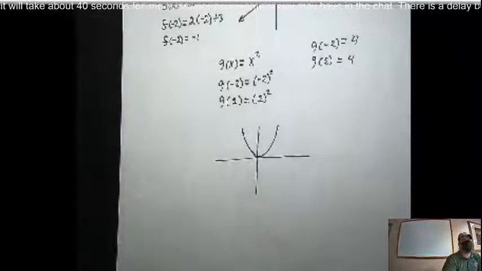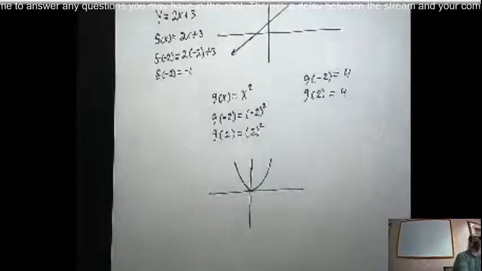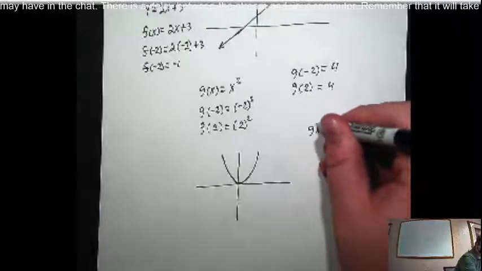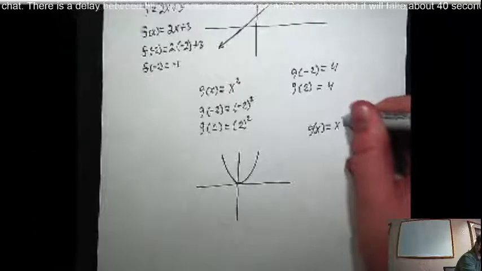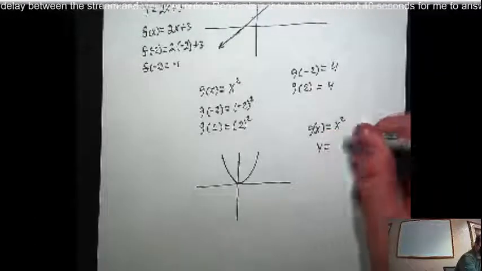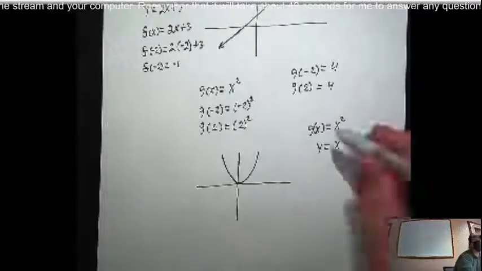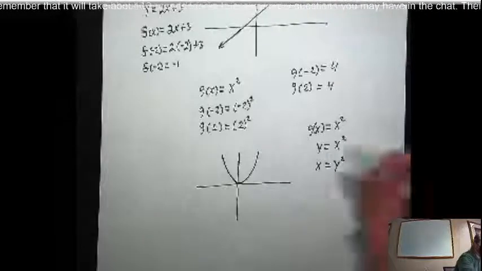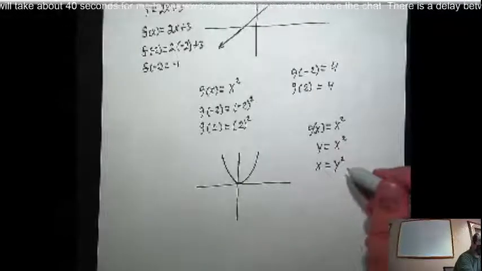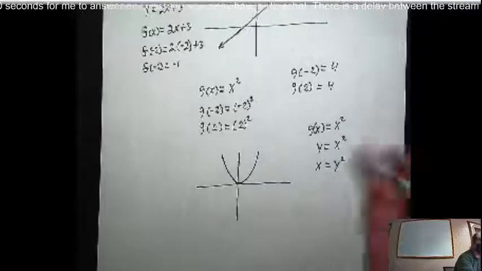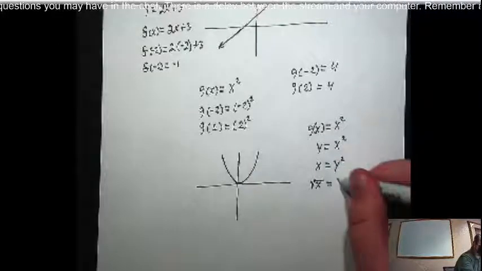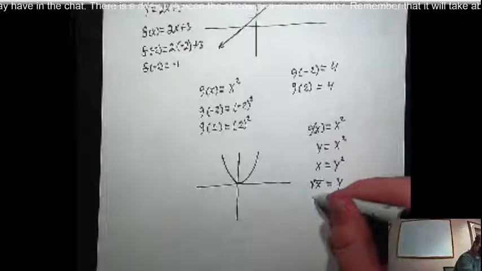Now, what would happen if I took the inverse of this? Okay? So the inverse function. Remember that the way we get the inverse function is we change g of x into y, and then flip the position of y and x. And then solve for y. So to solve for y here, we need to take the square root of both sides. So that means we have the square root of x equals y. So that's our new function. That's our inverse function.